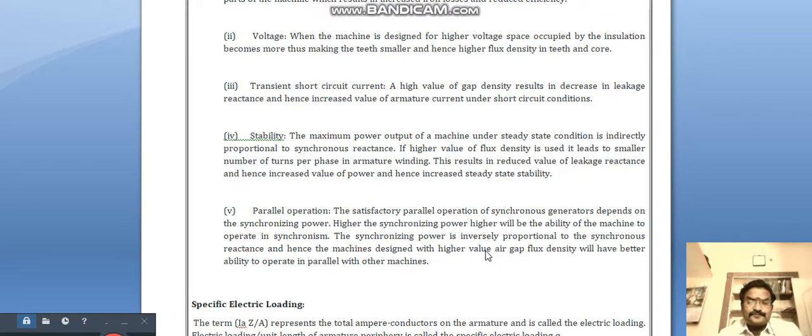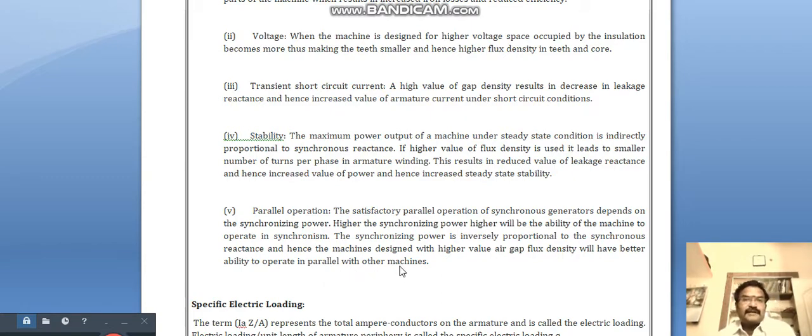Parallel operation. The satisfactory parallel operation of synchronous generators depends on the synchronizing power. The higher the synchronizing power, the higher the ability of the machines to operate in synchronism. The synchronizing power is inversely proportional to the synchronous reactance, and hence machines designed with a higher value of flux density will have better ability to operate in parallel with other machines.